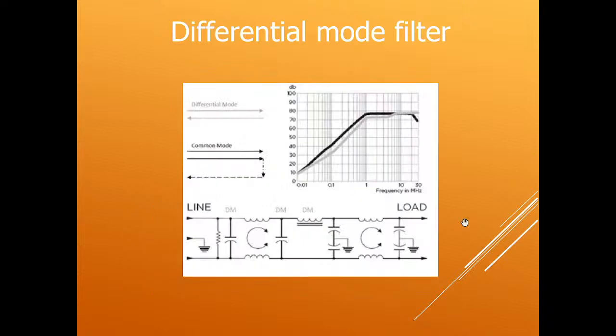So here's an example of the circuit of a differential mode filter, and you can see that it has an actual low-pass filter in this conductor here, and it has actual low-pass filters here and here. These are also coupled inductors, and so these also are effective for common mode as well. So this one would do both common mode and differential mode.